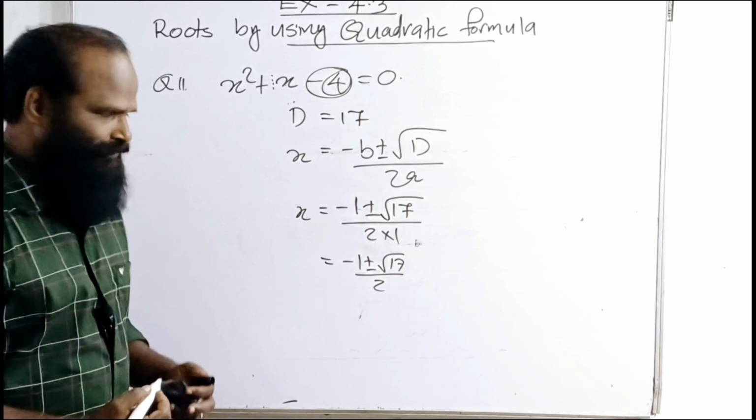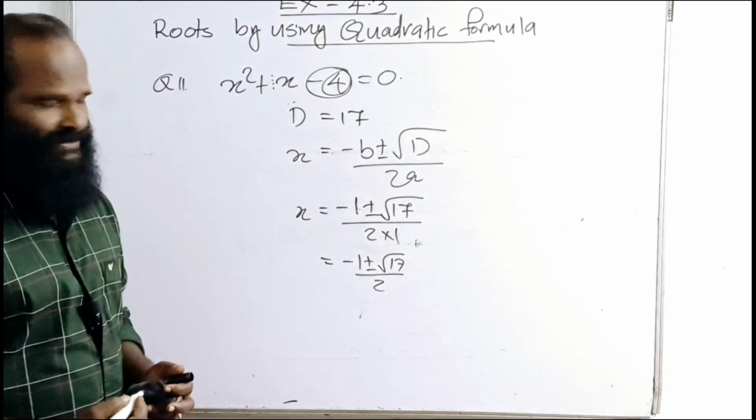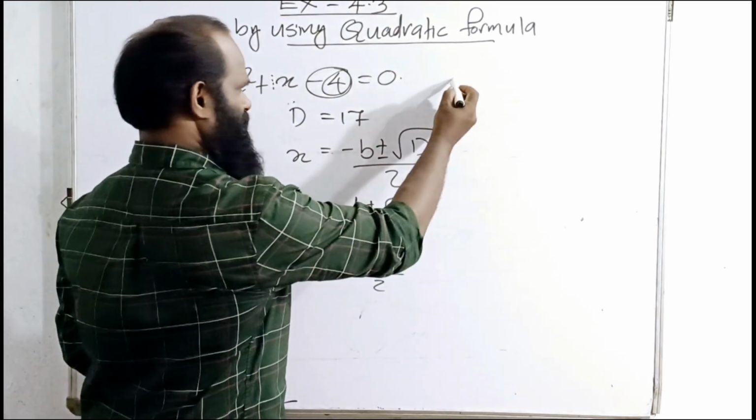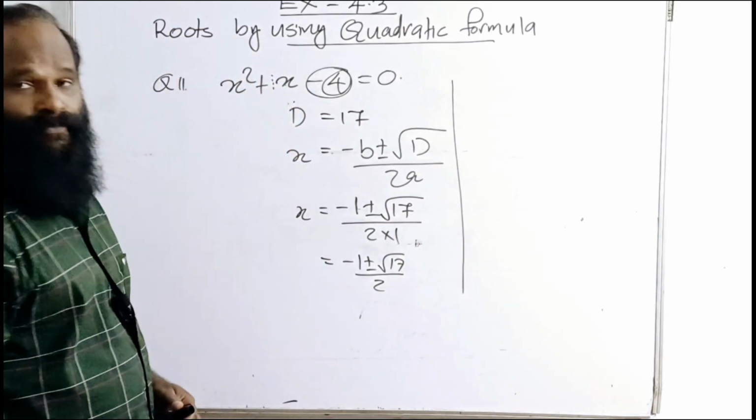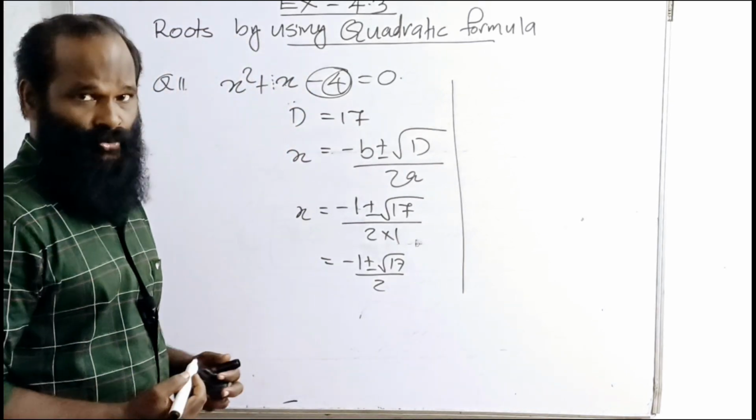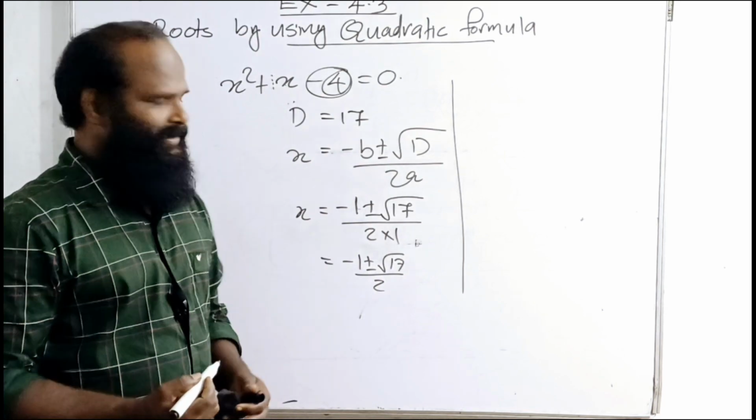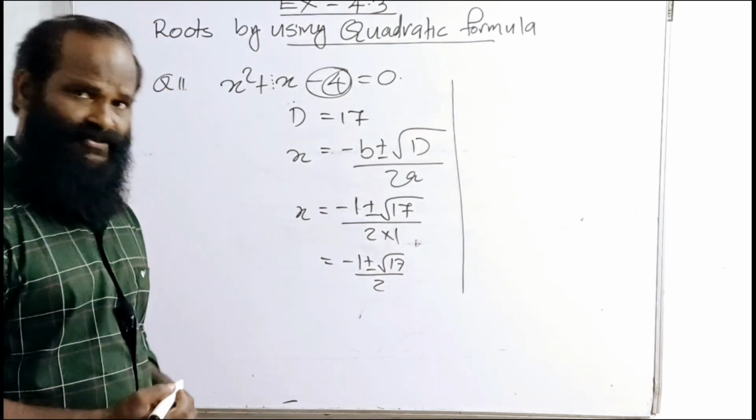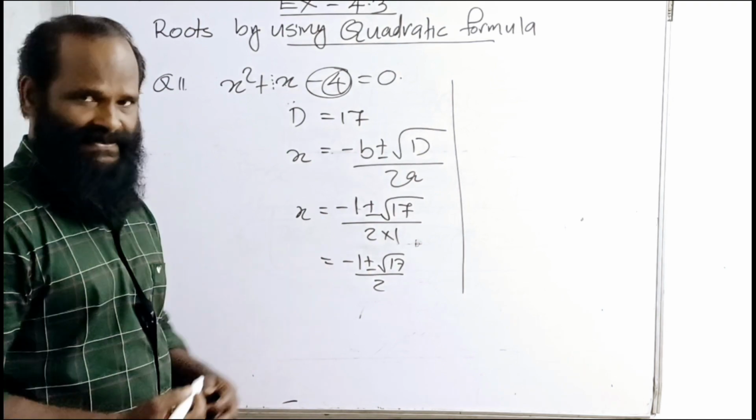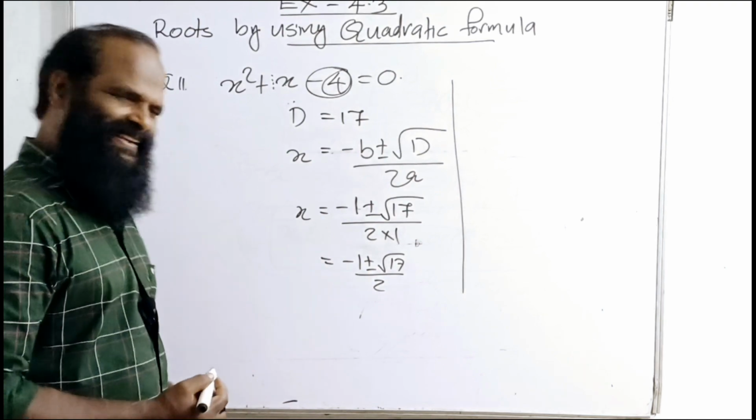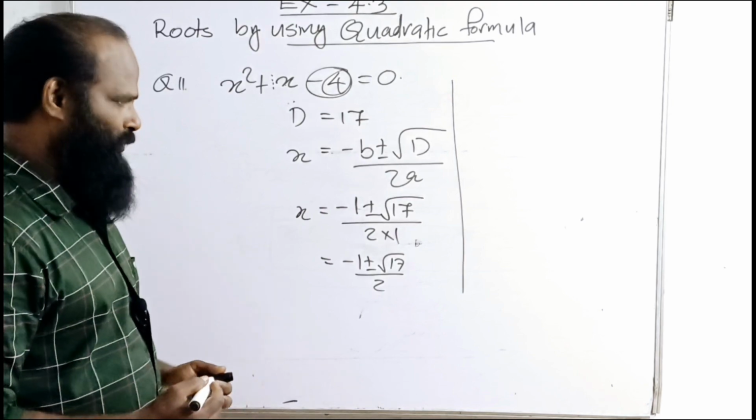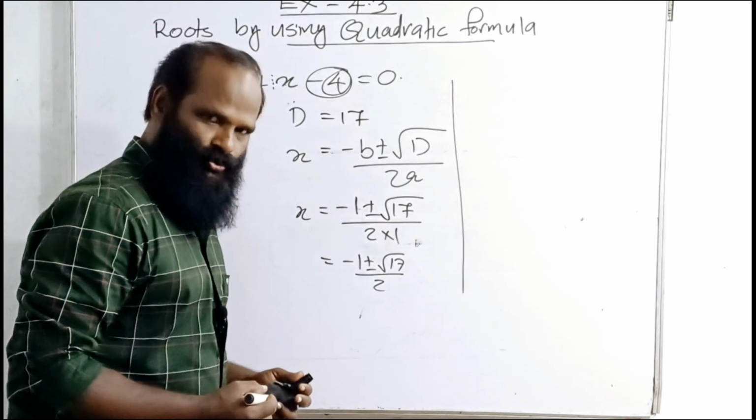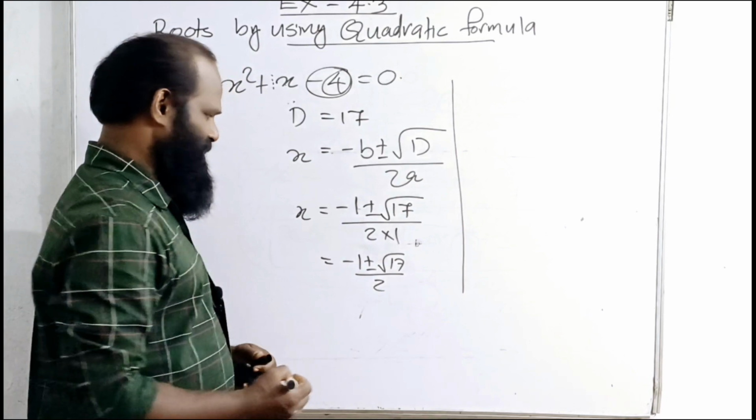17 doesn't have a perfect square root. In the previous question, the number under the radical sign was 25. It has a perfect square root, so we could write that as 5. But here 17 doesn't have a perfect square root. Leave it as it is. Try not to find the square root of 17. It's time consuming and you are not going to get a perfect square root of 17. That is simply useless work. Leave it as it is.